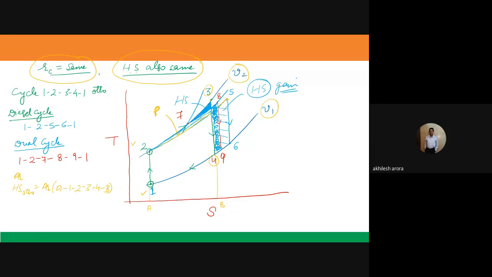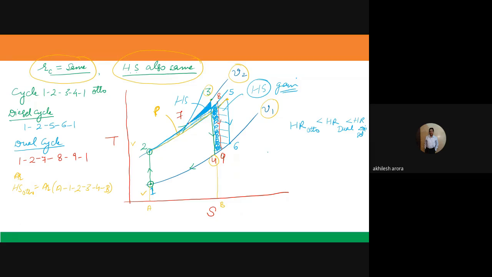But yes, there is some change. That change is in the heat rejection. So can you tell me in which case the heat rejection is minimum? Sir, Otto cycle, 4 to 1. Otto cycle, it's the minimum, followed by dual cycle, followed by heat rejected in diesel. Okay, so I hope this part is clear to you.